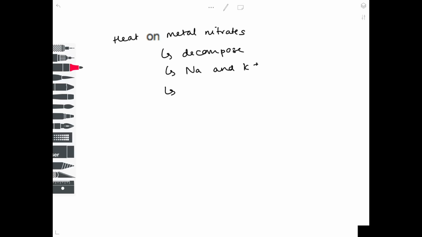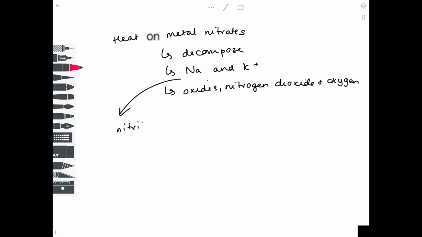Looking at the effect of heat on metal nitrates, they all decompose. Again, the exception here is sodium and potassium. The metal nitrates which do decompose produce oxides, nitrogen dioxide and oxygen. Nitrates and sodium and potassium produce different products, and these are nitrites and oxygen. So it's not difficult, but it's an annoying thing you'll just have to learn.